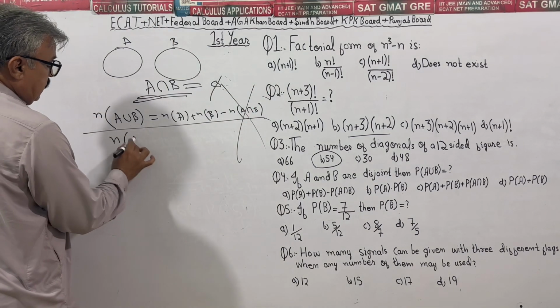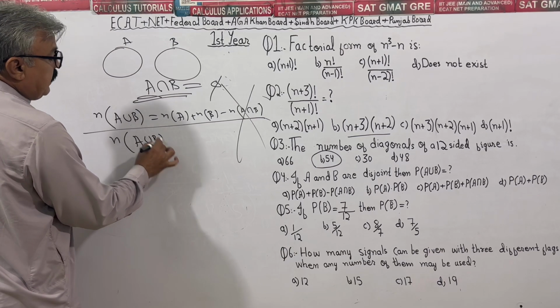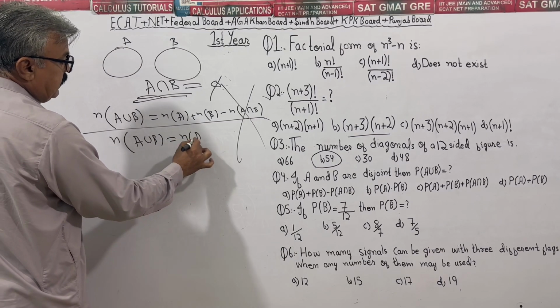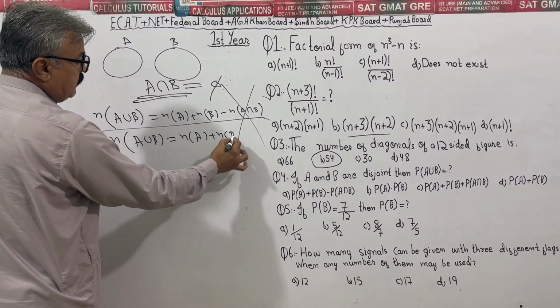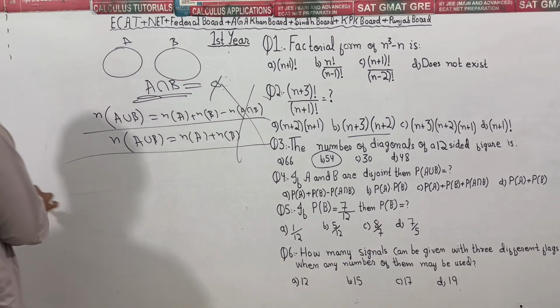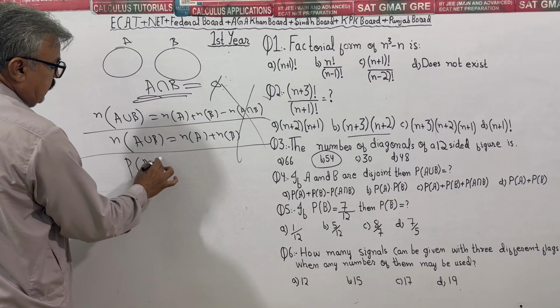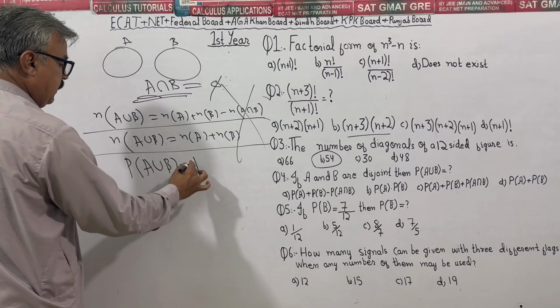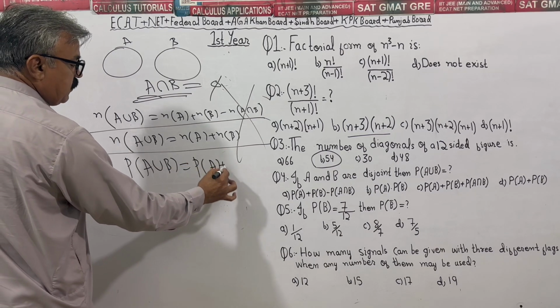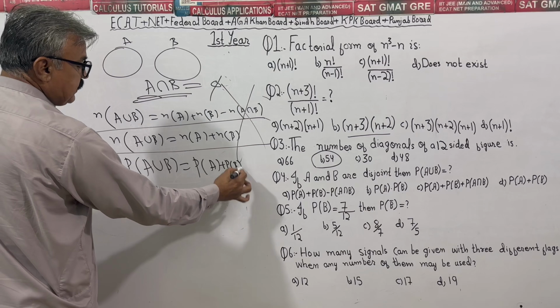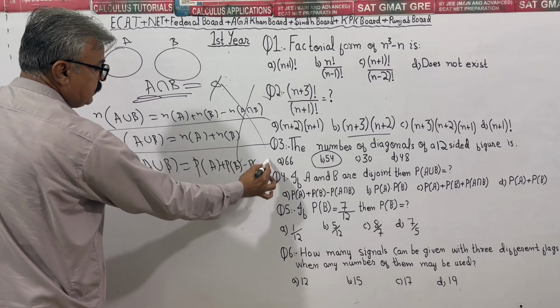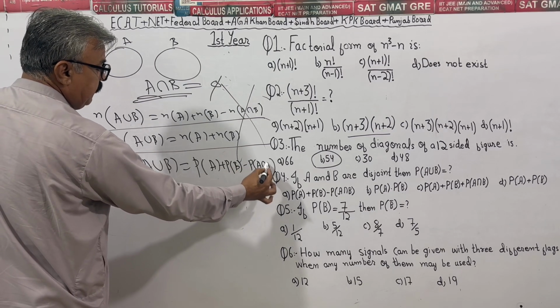Then the number of elements in A and B, when A and B are mutually disjoint, is A plus B. They have no common portion. That's the answer. In case of probability, the same formula is valid. Probability of A union B is normally probability of A plus probability of B, minus the probability of the common, overlapping portion, A intersection B.